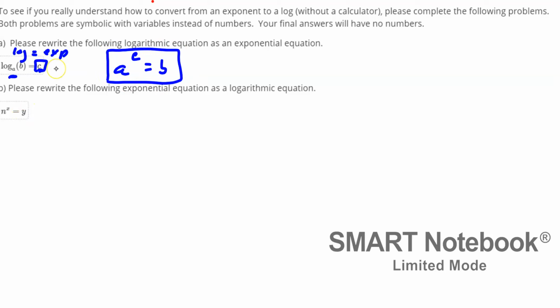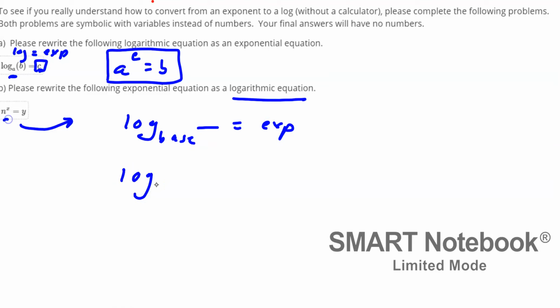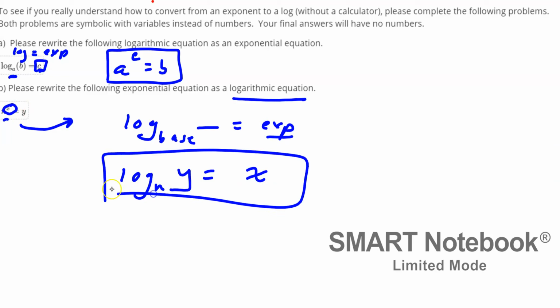Part B was more missed than part A. Part B, if I'd like to change this to a log equation, to read logs, it's log base something equals the exponent. So in this case, the base of my exponent is n, so it's log base n of something equals my exponent, and my exponent is x. So we have log base n of y, which is called the argument, equals x. That's what I was looking for on part B. Now a lot of you got these right, so great job. I know you know how to exchange between exponents and logs.